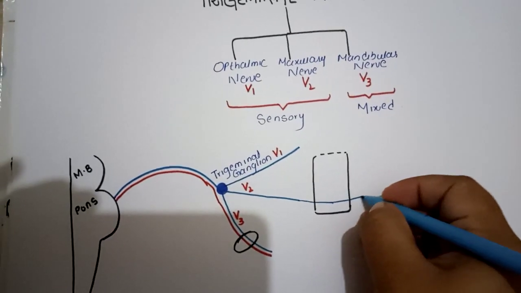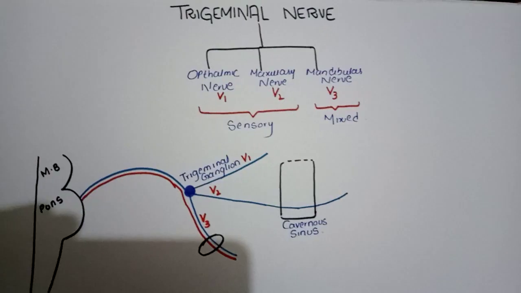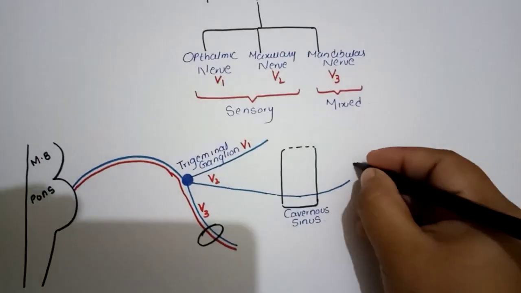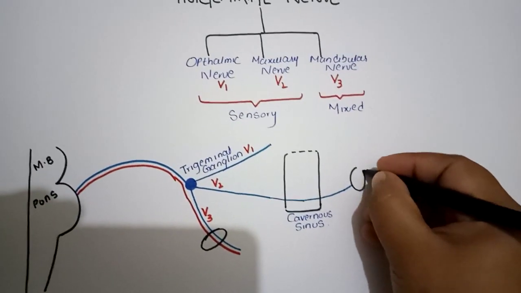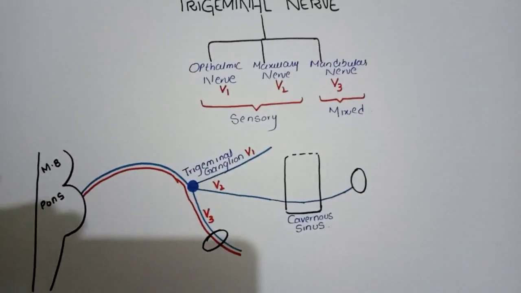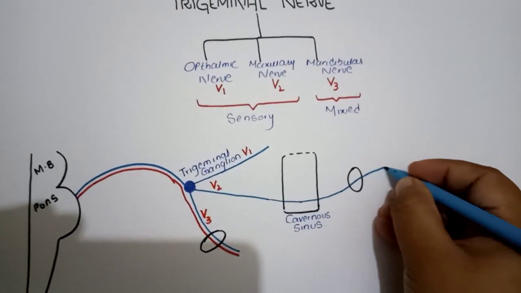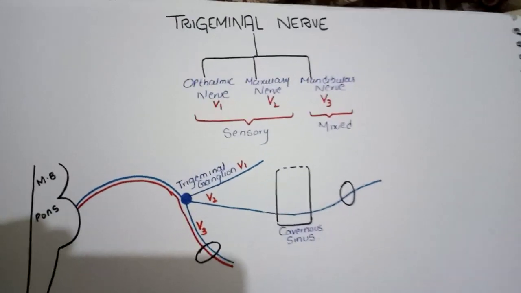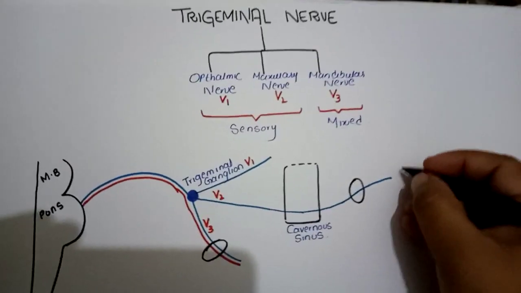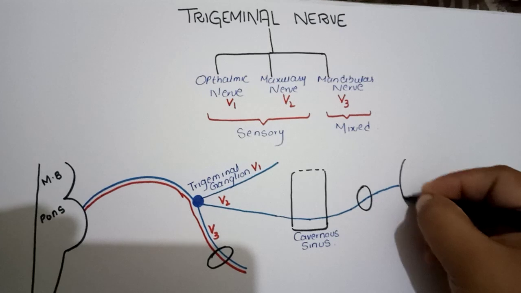After leaving the cavernous sinus it will enter the foramen known as the foramen rotundum, through which it will leave the skull and enter the inferior orbital fissure. The inferior orbital fissure is basically the same as the superior orbital fissure.